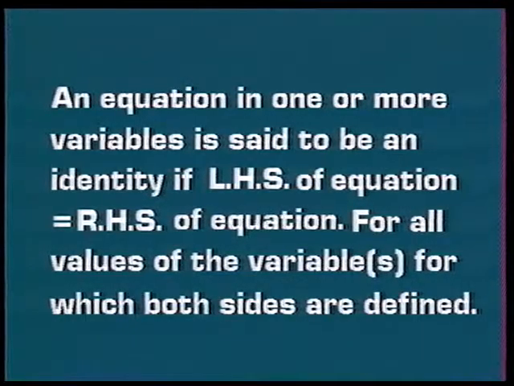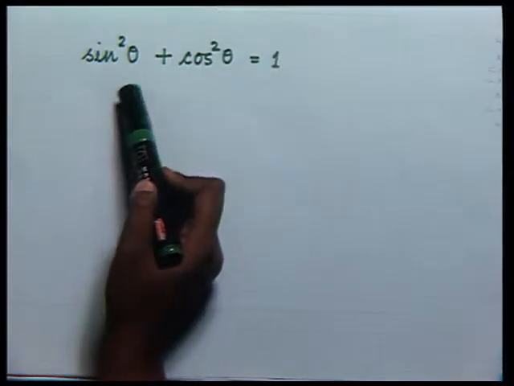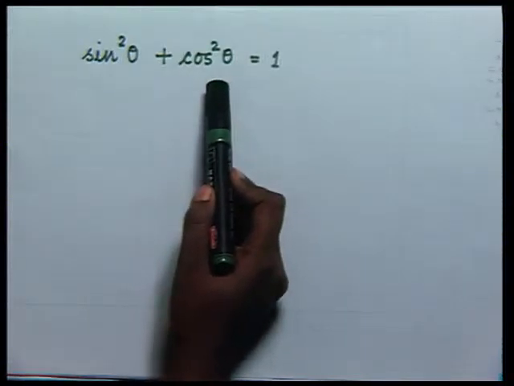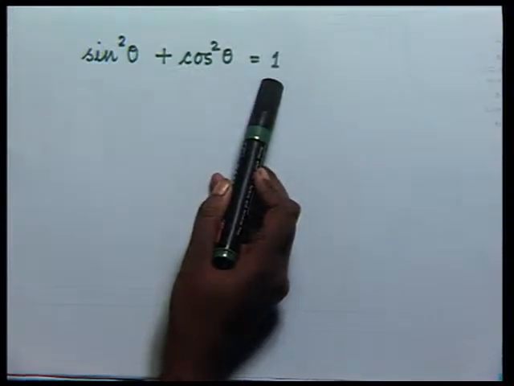Let us prove some more important results called trigonometric identities. Do you know what is an identity? An equation in one or more variables is said to be an identity if the left hand side of the equation is equal to the right hand side of the equation for all values of the variables for which both sides are defined. For example, consider the equation sin square theta plus cos square theta is equal to 1.